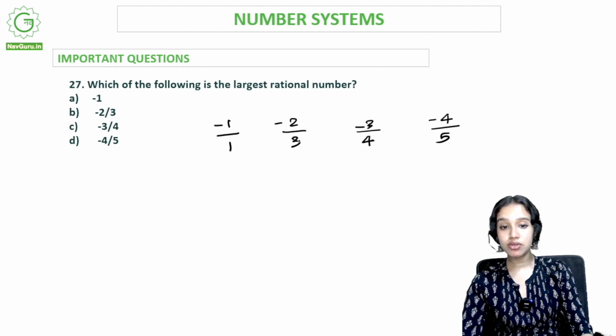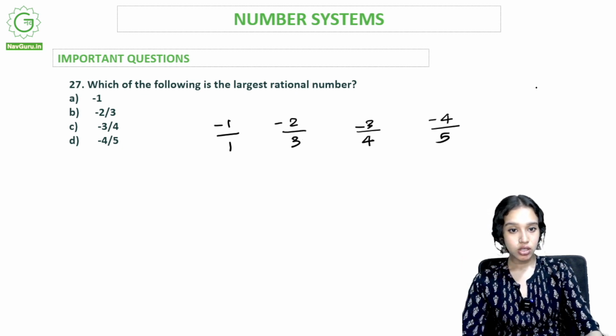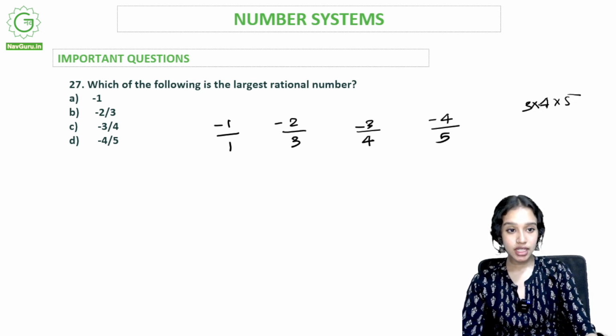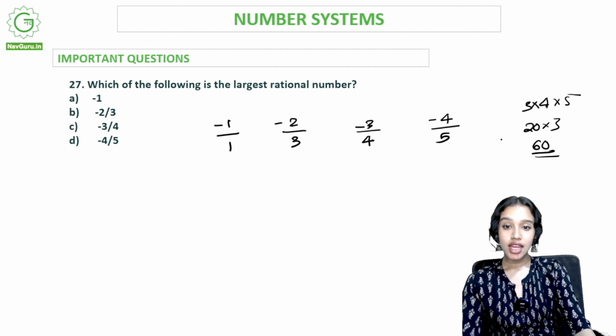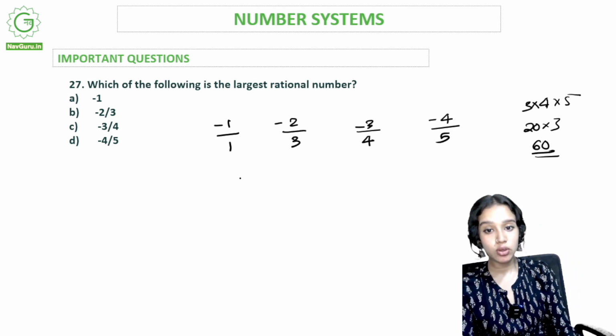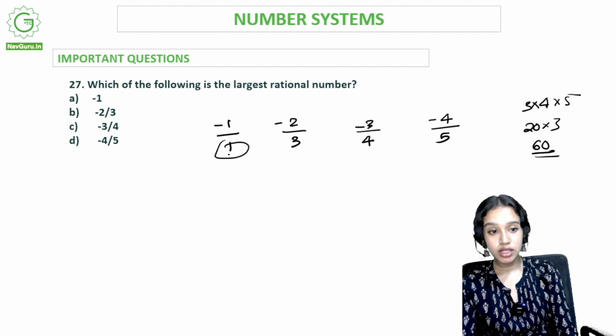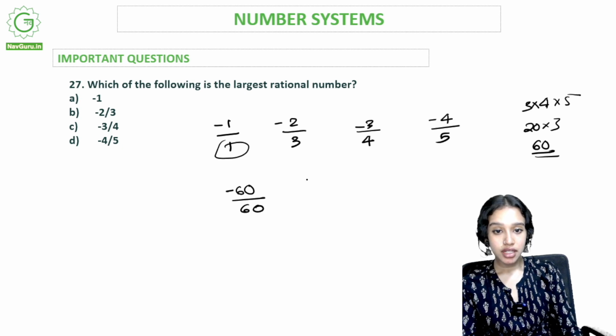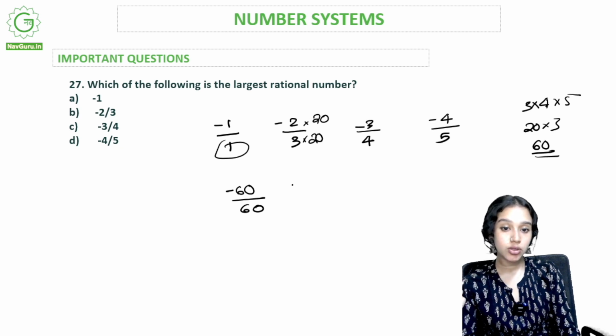So what should we change it to? We need a common multiple for 3, 4 and 5. So we could say 3 into 4 into 5, which means 20 into 3, which is 60. Let's try doing that. So how to convert this 1 to 60? We multiply both the numerator and the denominator by 60. Next fraction. How to convert minus 2 by 3? The denominator has to be 60. So we need to multiply it by 20. So minus 2 into 20 is minus 40 divided by 60.